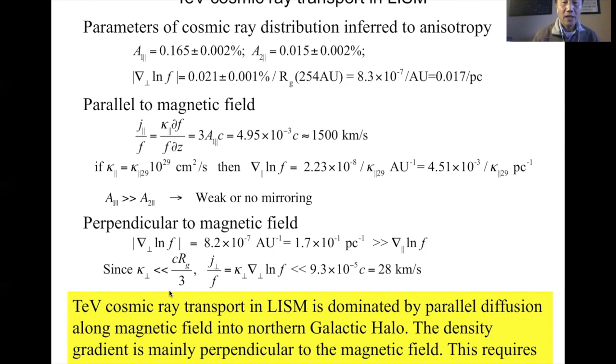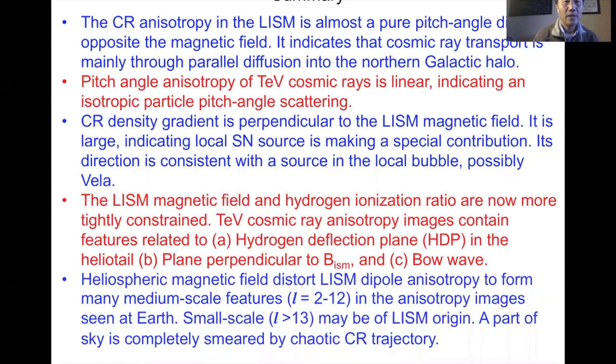That indicates cosmic ray transport in the local interstellar medium is dominated by parallel diffusion, while the density gradient is perpendicular to the magnetic field. This requires a very anisotropic diffusion coefficient tensor in the local interstellar medium. So here is a summary. Cosmic ray anisotropy in the local interstellar medium is almost a pure dipole opposite to the magnetic field, and indicates cosmic rays are transported mainly parallel along the magnetic field direction into the northern galactic halo.